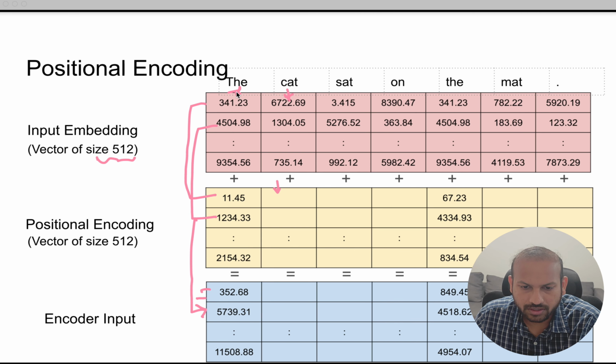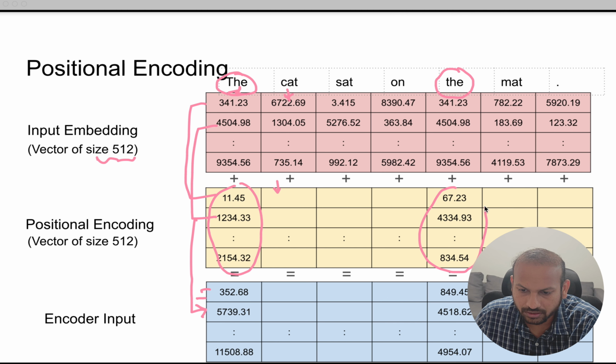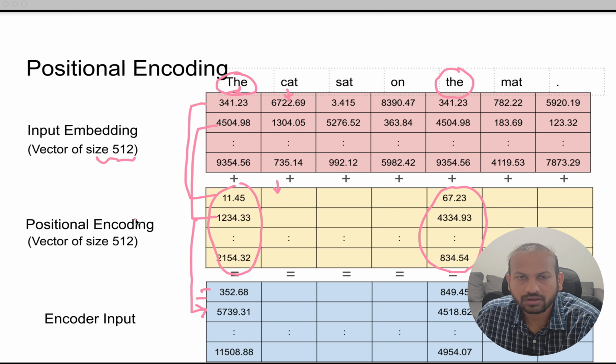Now, one thing that we need to understand: this word the, even though it is exactly the same, has a different positional encoding vector. So this vector is different from this vector, and the reason is the position of this the is different from the position of this the here. So positional encoding carries the information about the position of that token in that sentence, and that's why it's important to understand the difference between input embedding and positional encoding.